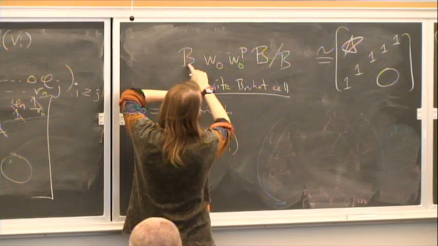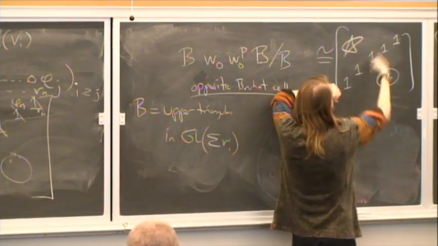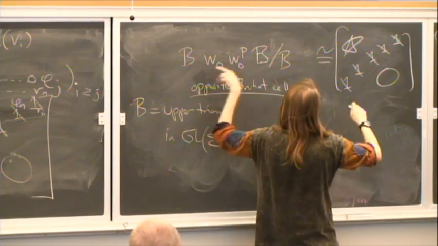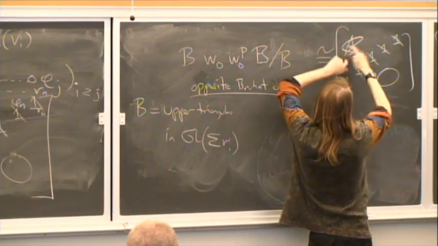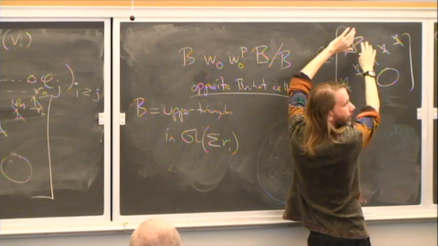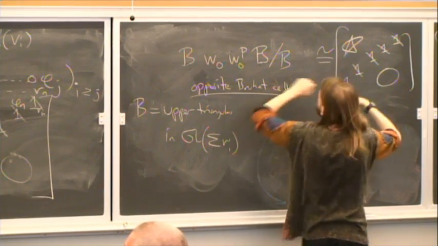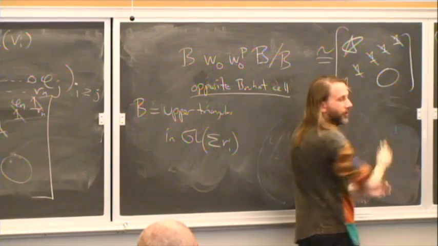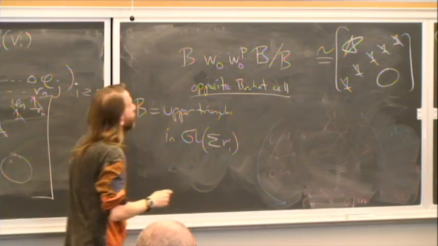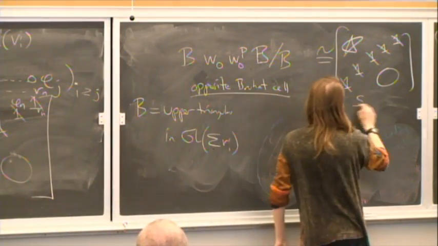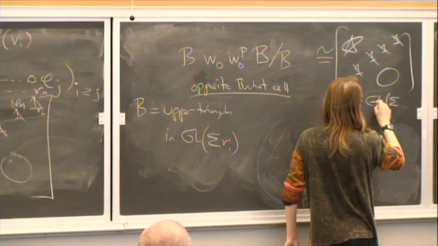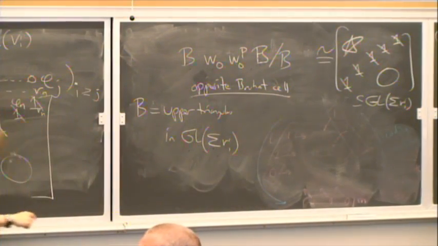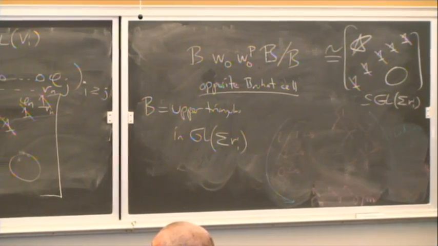This B is taking my original W naught P, this guy, and it's doing upward row operations. So it's putting all this stuff up here, and it's mixing up what's on the diagonal. This B, doing rightward column operations, is fixing those again and turning them back into identities. So this is a picture up inside the group of this Bruhat cell.